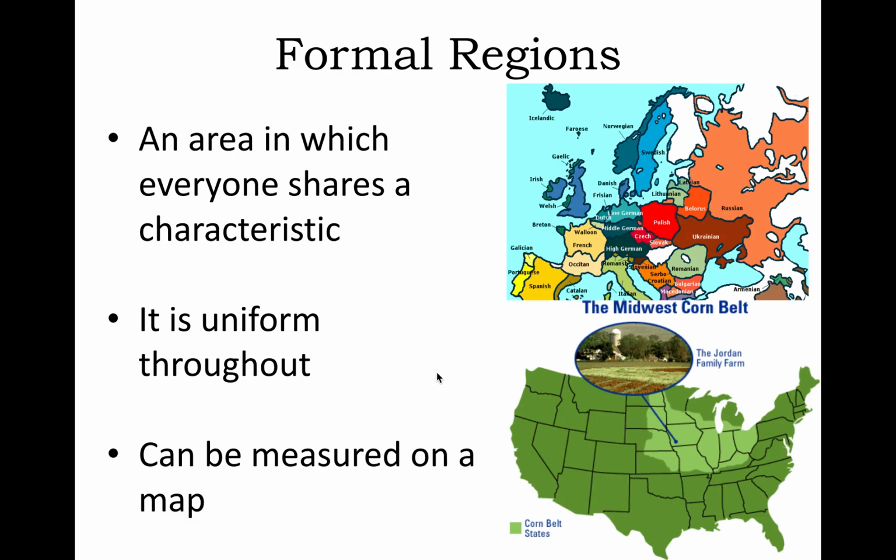Formal regions, this is where you see common characteristics of everyone. The common characteristics can be political characteristics, economic characteristics, or cultural characteristics, which creates a uniformity throughout the entire region. And then formal regions also have agreed upon boundary lines. So those boundary lines are formal lines, and you can measure them on a map.